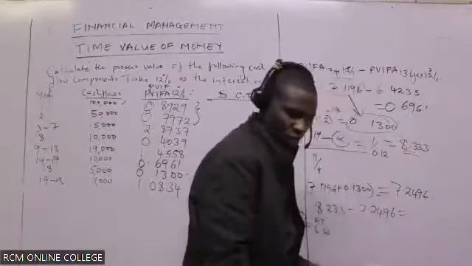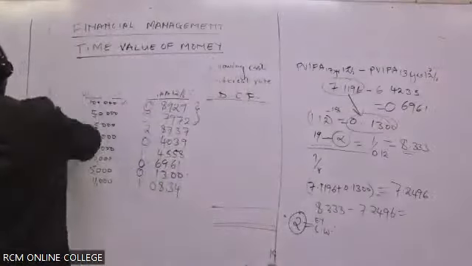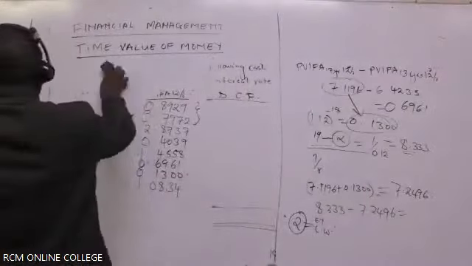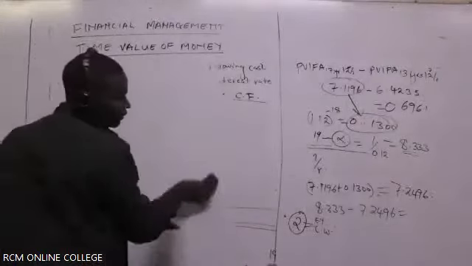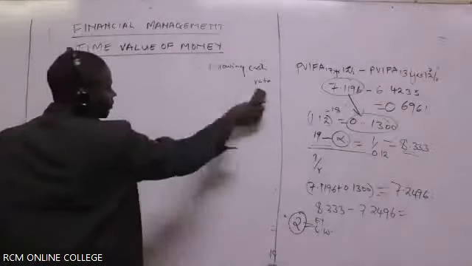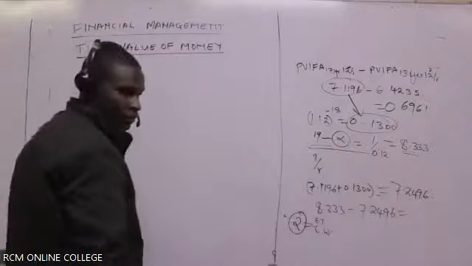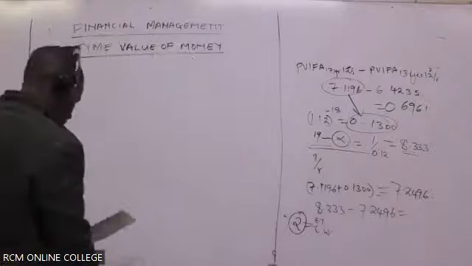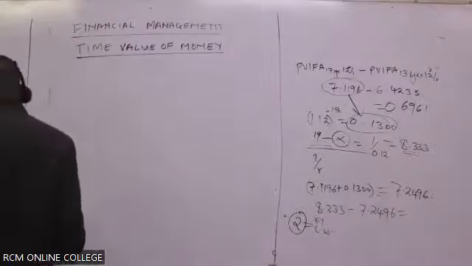So solution to that, now is there any other way the examiner can twist any question regarding the present value or the discounting? So you're having this question here.